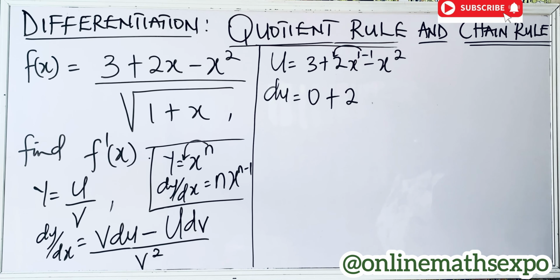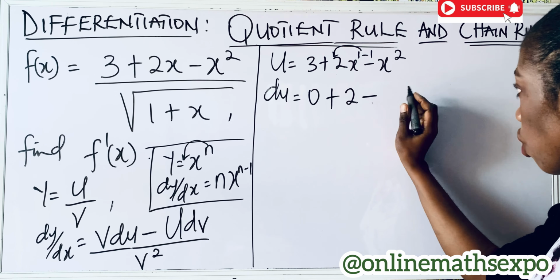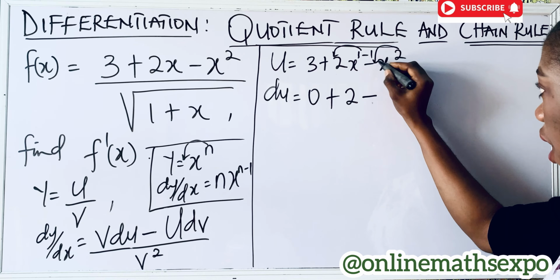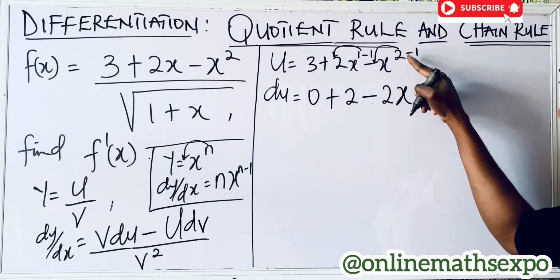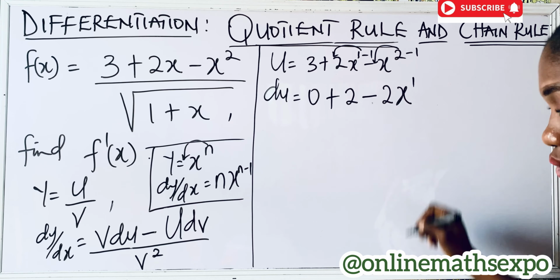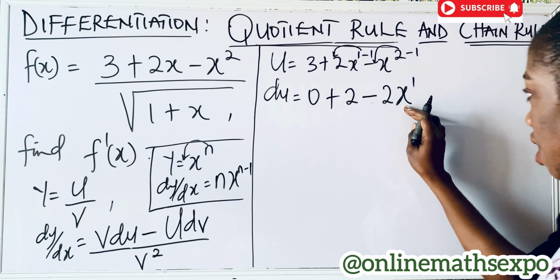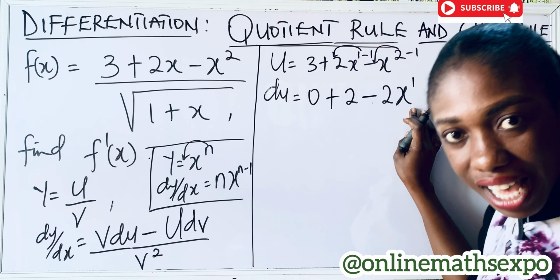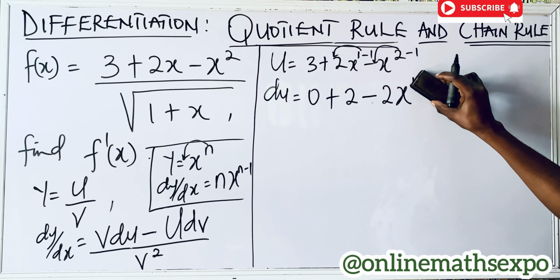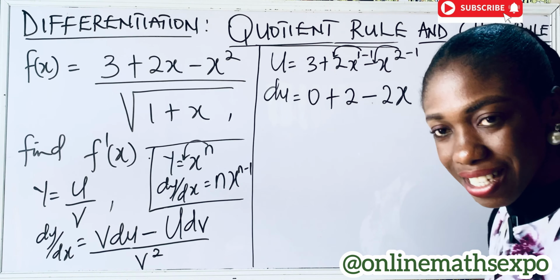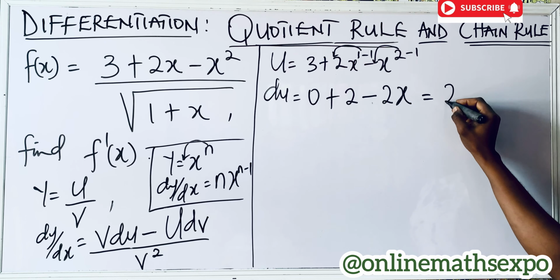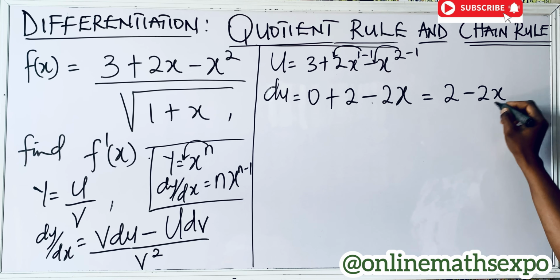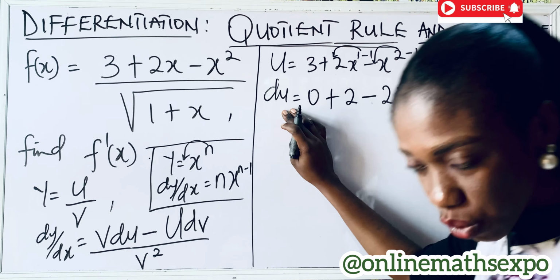I hope you can see that. Then we have minus x squared: use the 2 to multiply, so we have 2x, and take 1 from the power, 2 minus 1 gives us 1. And in your indices, x to the power of 1 is x, so you're also free to take off the power 1. So this is what you have. And if you add this, it gives us 2 minus 2x. So this is our du.